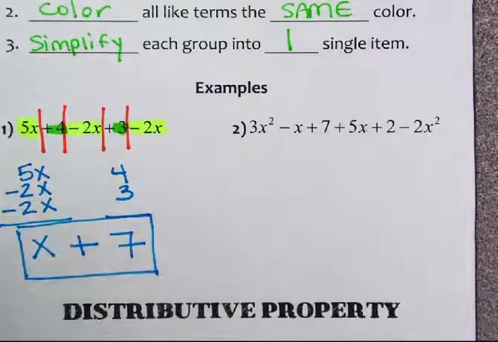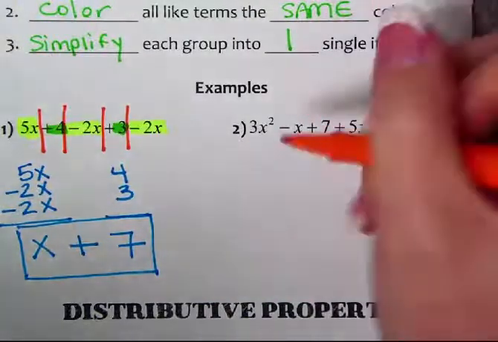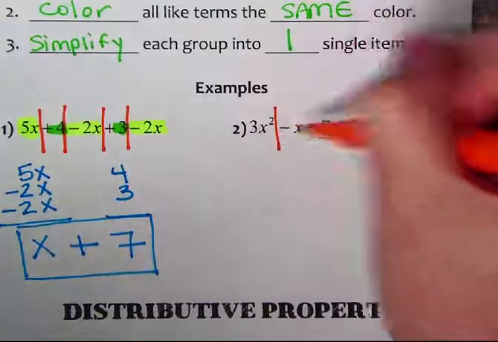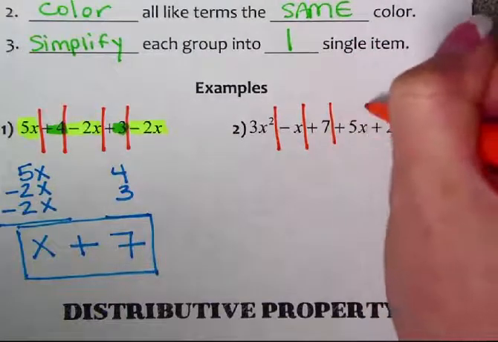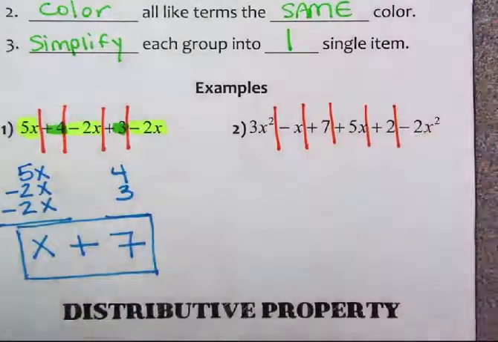All right, so let's look at example 2. So start by drawing your lines. So 3x squared, line, minus x, line, plus 7, line, plus 5x, line, plus 2, line, minus 2x squared.